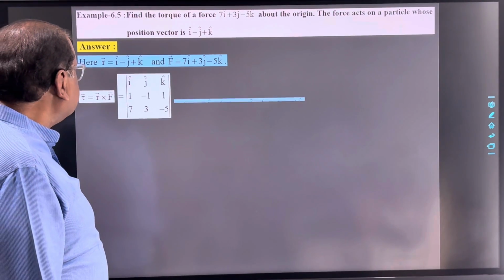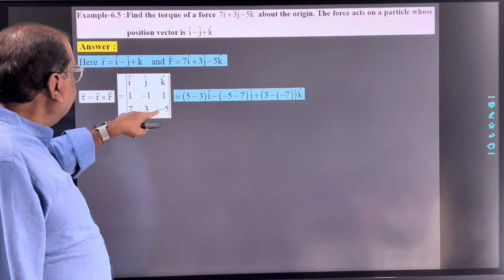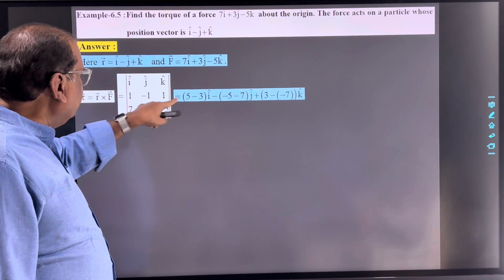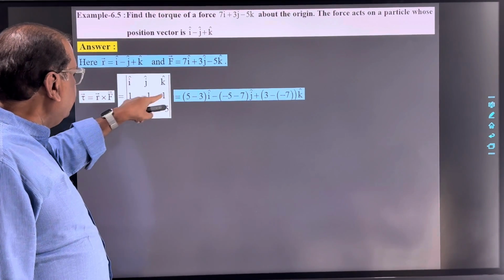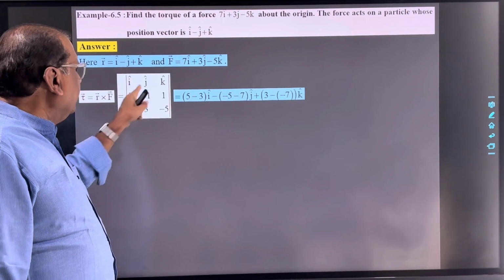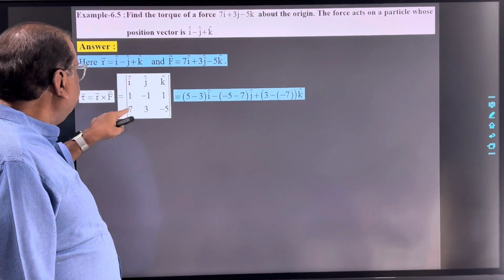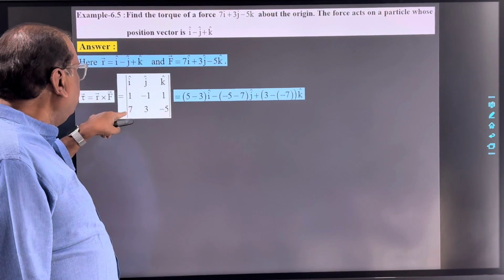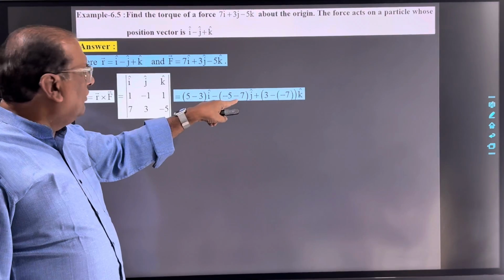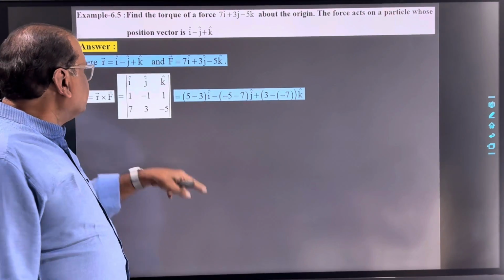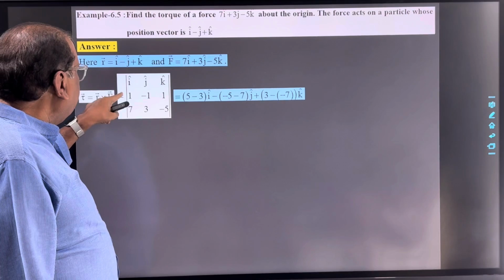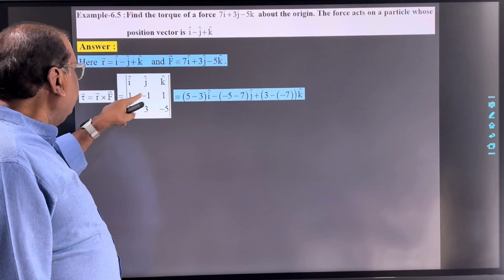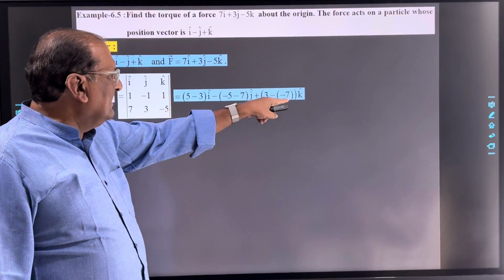Now simplify this one. So here i^ into (-5 into -1), that is 5, minus 3 into 1, that is 3. Then minus j^ into (1 into -5), that is -5, minus 7 into 1, so minus 7, plus k^ into (1 into 3), that is 3, minus 7 into -1, that is -7.